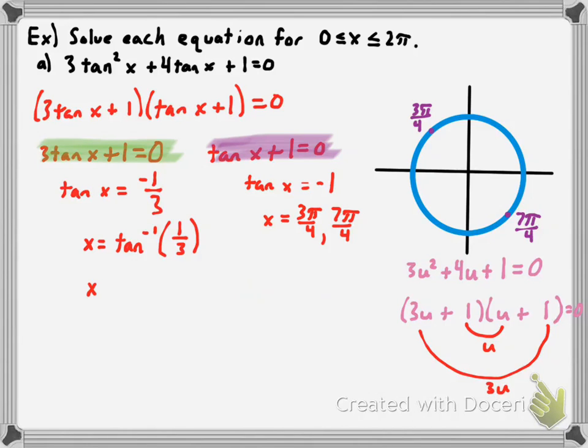Forgot to write my negative there. That's the tangent inverse of negative 1/3. We've got plenty to discuss with this. To 3 significant figures, that's going to tell us that x is approximately negative 0.322.